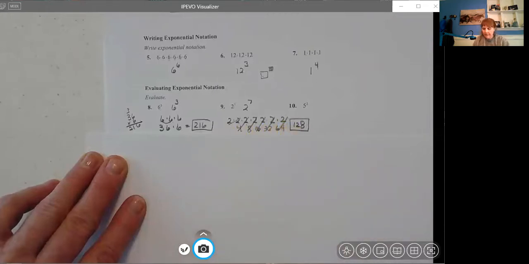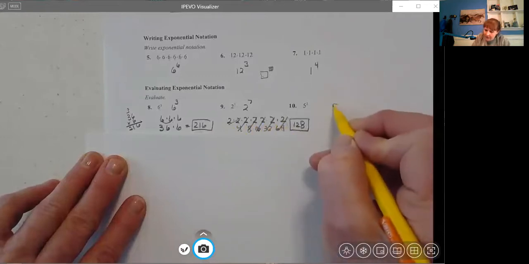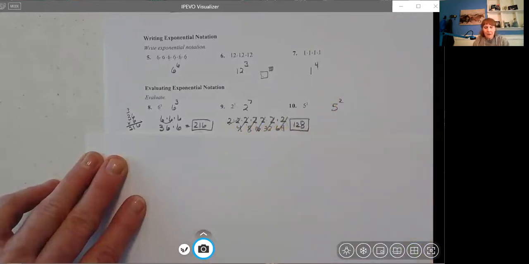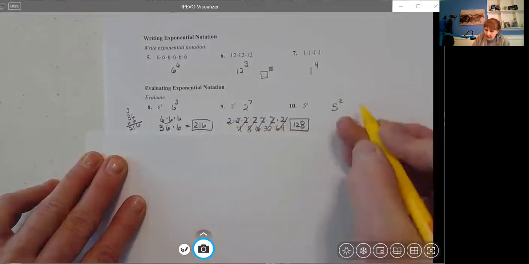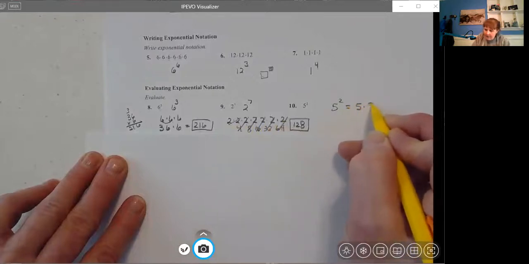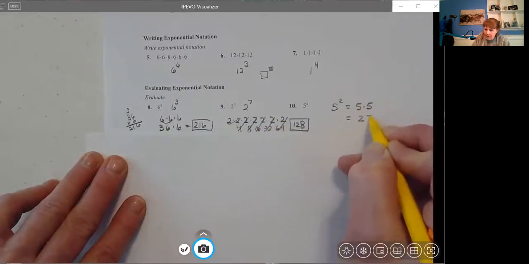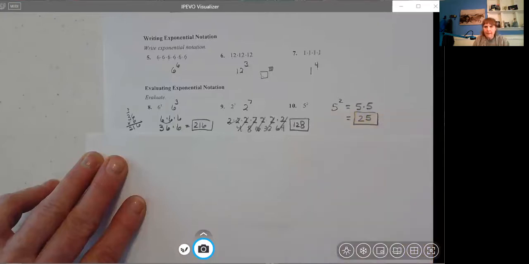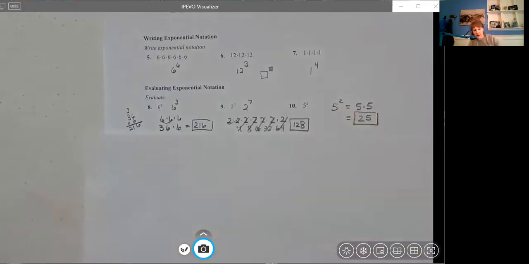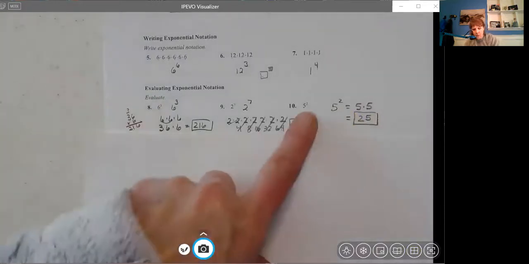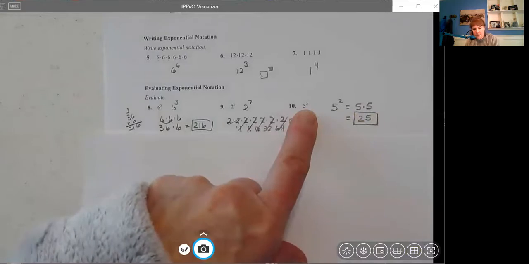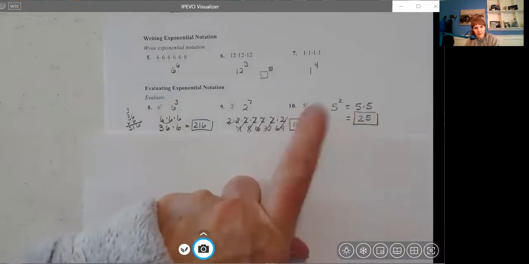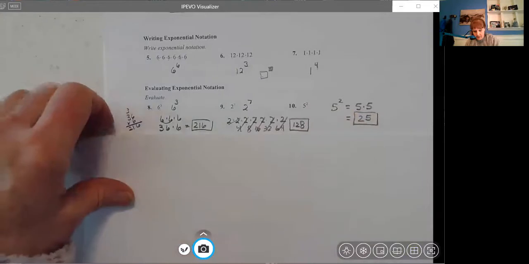All right, number 10. This is read 5 to the 2nd, or 5 squared. So 5 squared, again, is not 10. It's 5 times 5, which is 25. All righty, a little bit easier than the 2 to the 7th, but it wasn't too bad. So just be aware of that. Just watch yourself. It's real easy to do, where some people will put the 10, but it is equal to 25.